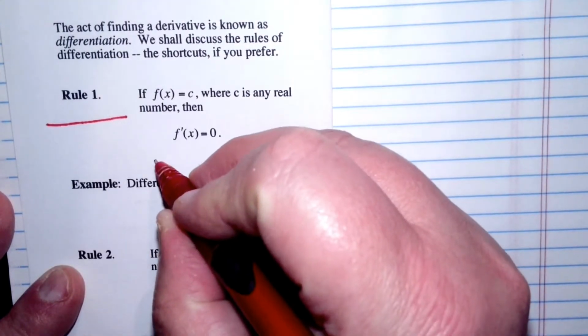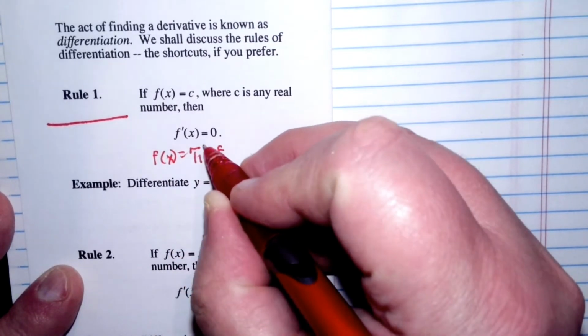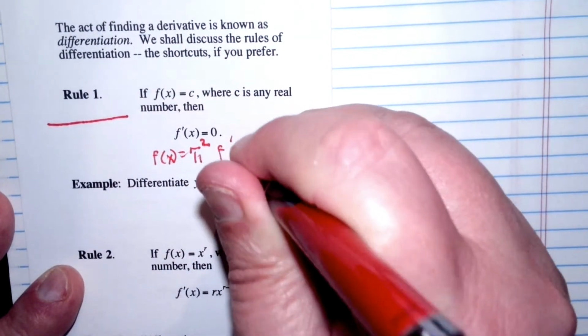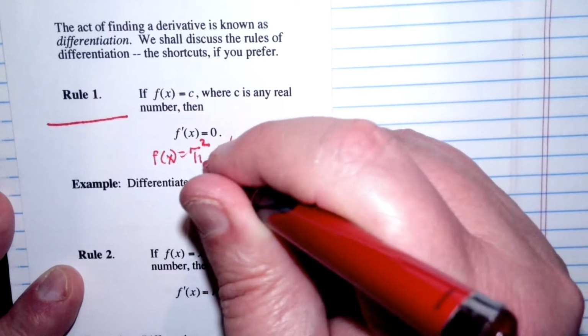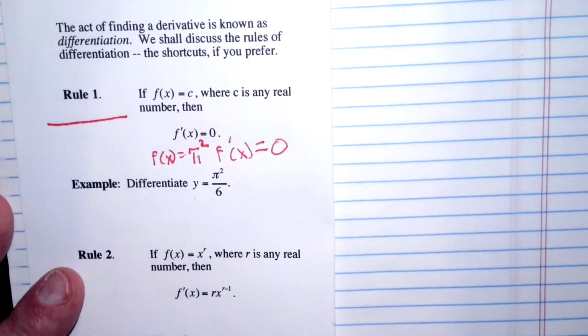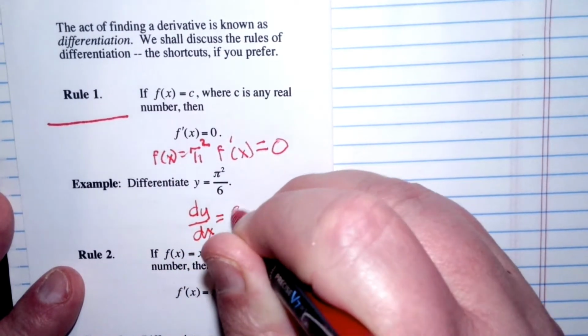So for instance, if I gave you f of x equals pi, or even pi squared, and I ask you for f prime of x, well, you know that pi is a constant. Pi squared is also a constant, and so the derivative is 0. Here's an example. Slightly more complicated than the one I just gave you, but not really. Differentiate y equals pi squared over 6. Pi squared is a constant, so is pi squared divided by 6. The derivative, dy over dx, is again 0.